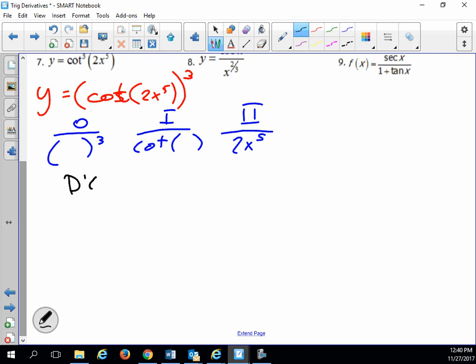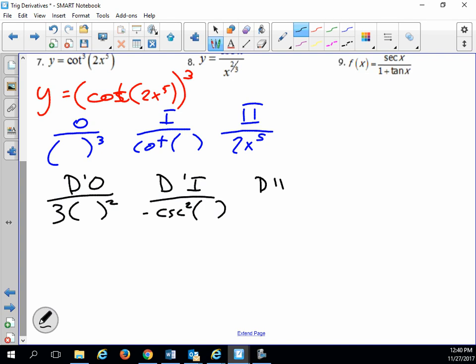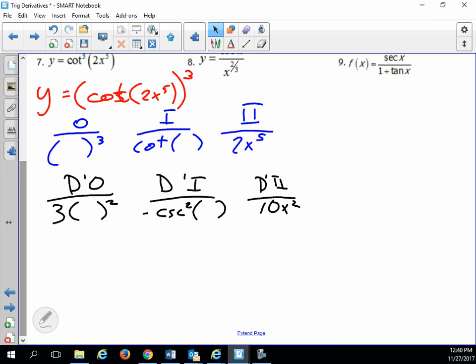So my derivative of my outside is 3 parentheses squared. The derivative of the inside, so the cotangent, is negative cosecant squared. And the derivative of the other inside is 10x to the fourth. All of these are going together.